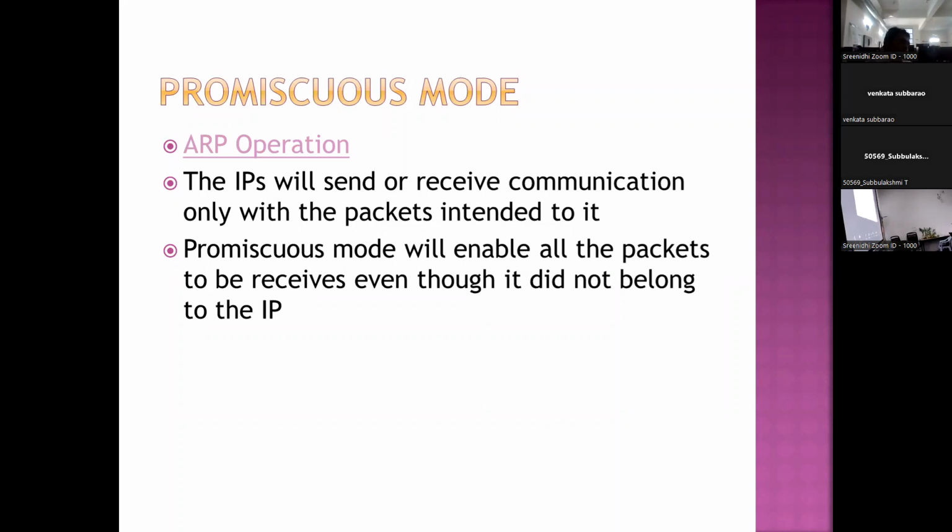Normally it will not be in promiscuous mode. When we use Wireshark, it will enable the network interface card to be in promiscuous mode so that I can get any packet that is passing through my computer in the network. That is what promiscuous mode is. This is the underlying principle of Wireshark's operation.